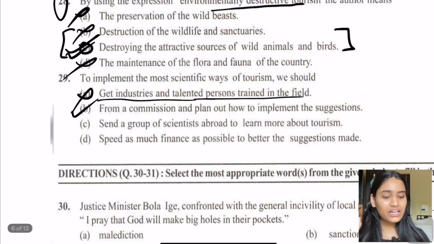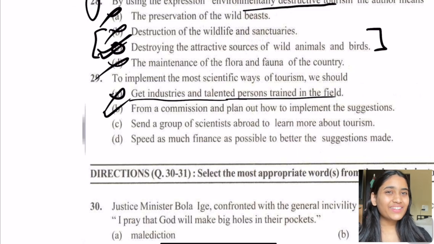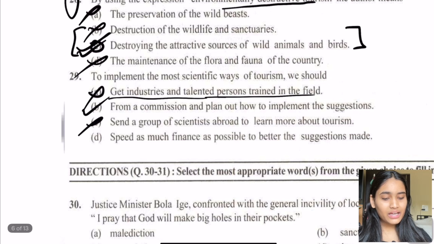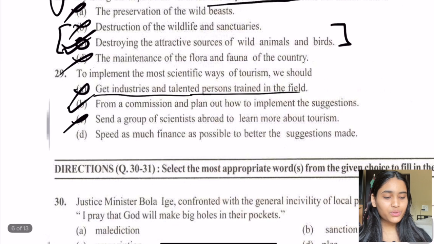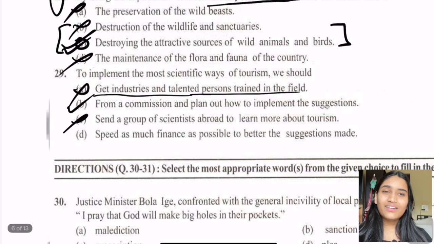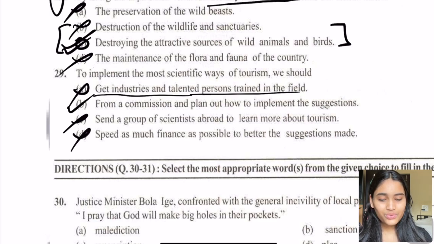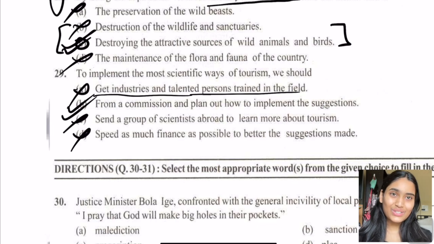C, send a group of scientists abroad to learn more about tourism. No, neither is it mentioned directly in the passage, nor is it going to solve the issue, so no. And number D, spend as much finance as possible to better the suggestions made. Again, finance was not mentioned in the passage, and that is not going to help much, so no. So that means that our correct option is B, form a commission and plan out how to implement the suggestions.